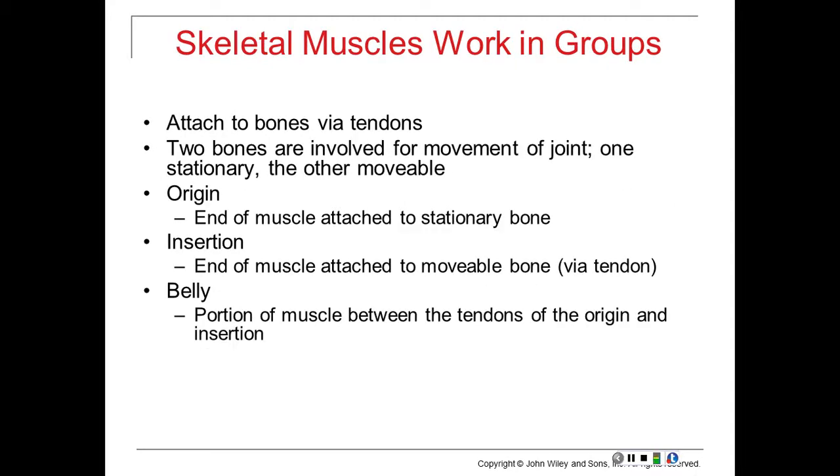Skeletal muscles work in groups, as we know. They're attached to bones via tendons. Two bones are either involved in a movement of one joint, where one is stationary and the other can be movable. The one end is called the origin, the other end is called the insertion, and the middle part is called the belly. The end that attaches to the stationary bone is the origin.